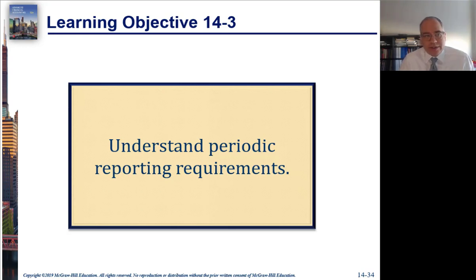Learning Objective 14-3 is probably one of the most important sections of this entire class. And you've got to know what we're about to go through. And every accountant should know this information. Of course, it's going to be on the CPA exam. But more fundamentally, it's just key to understanding certain things about how accounting works. And this is something that you should know and commit to memory.